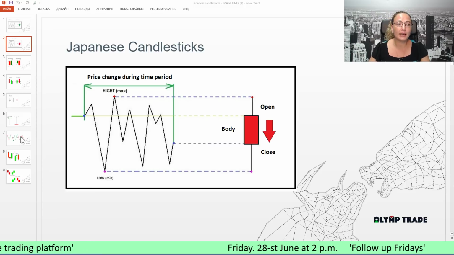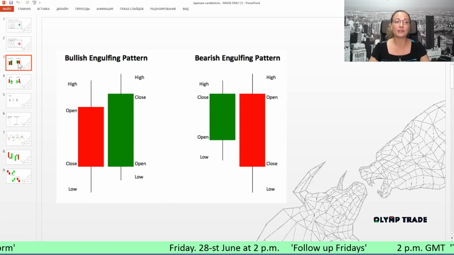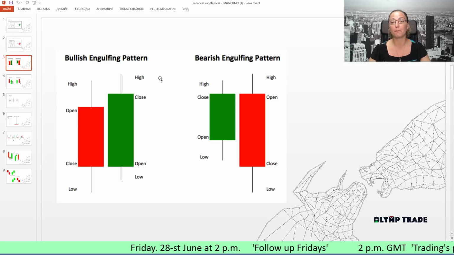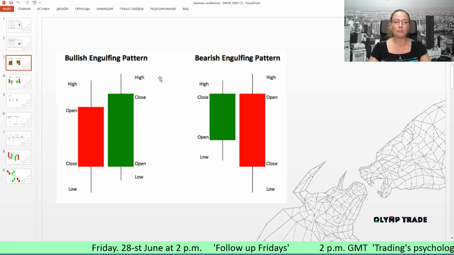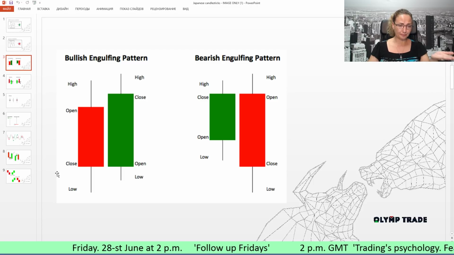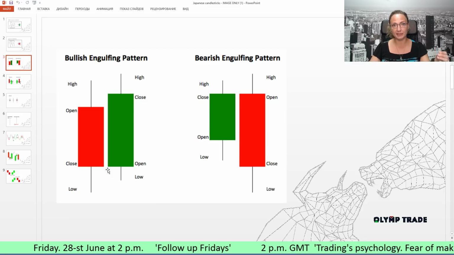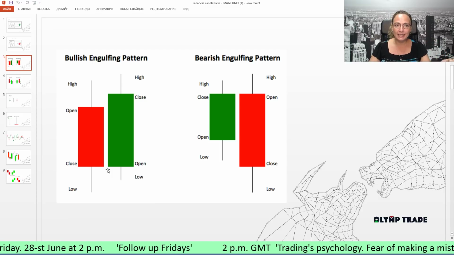So let's go ahead and start with our first pattern. It is called the engulfing pattern. We have the bullish engulfing pattern and we have the bearish engulfing pattern. Basically what we have here is a bullish engulfing pattern. This probably isn't the best image that I could show you.